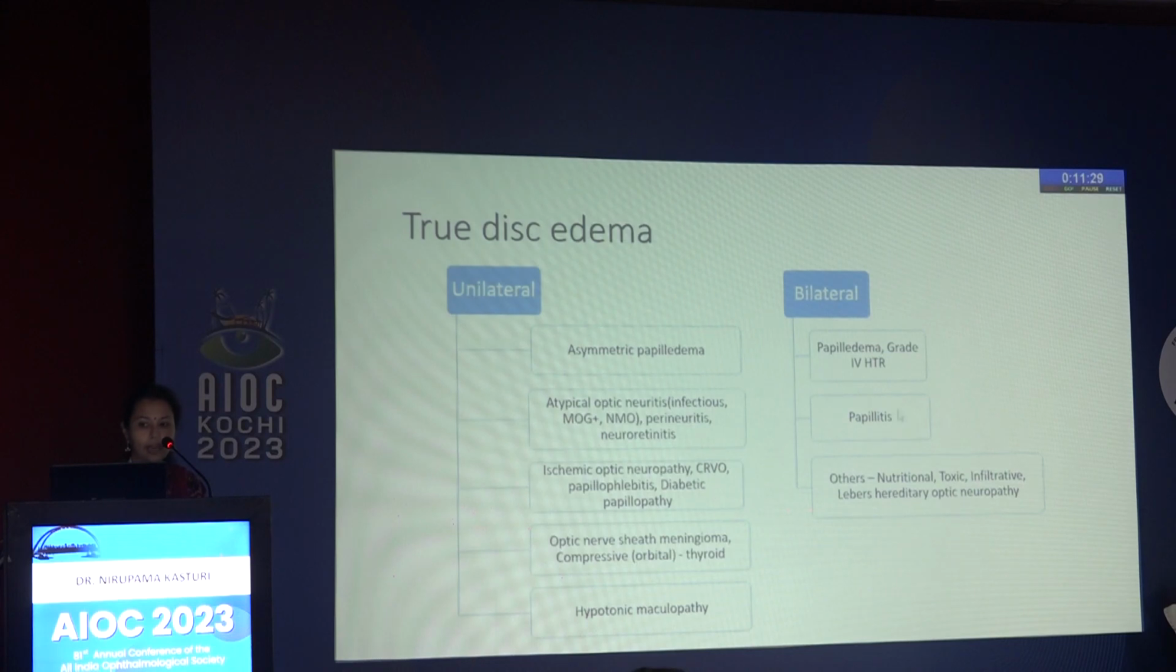Then you also have bilateral papillitis, which is more common in children following a viral illness or following vaccination, which can present with bilateral disc edema. Then we have the other etiologies like nutritional, toxic, infiltrative, especially in systemic malignancies like leukemias, where you can have infiltration of both the optic discs. And there is the congenital hereditary optic neuropathy known as Leber's hereditary optic neuropathy, where initially it will present with optic disc edema, which can be asymmetric or sequential optic disc swelling, and it will progress to an optic atrophy.